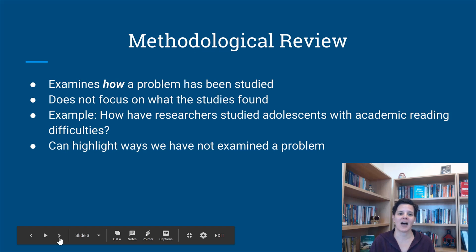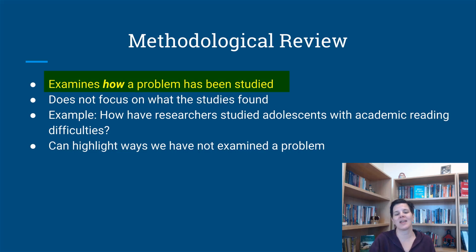Now, the next one is not as common. This is a methodological review. Okay, now with the integrative review, what you're doing is you're saying, hey, I found, let's say, 30 studies on my topic, and I've analyzed them, and here's what these 30 studies tell us about what we know about a particular topic. The methodological review is different because it's not telling you here's what people have found about my topic. What it's doing instead is it's saying here's how we have studied this problem, okay?